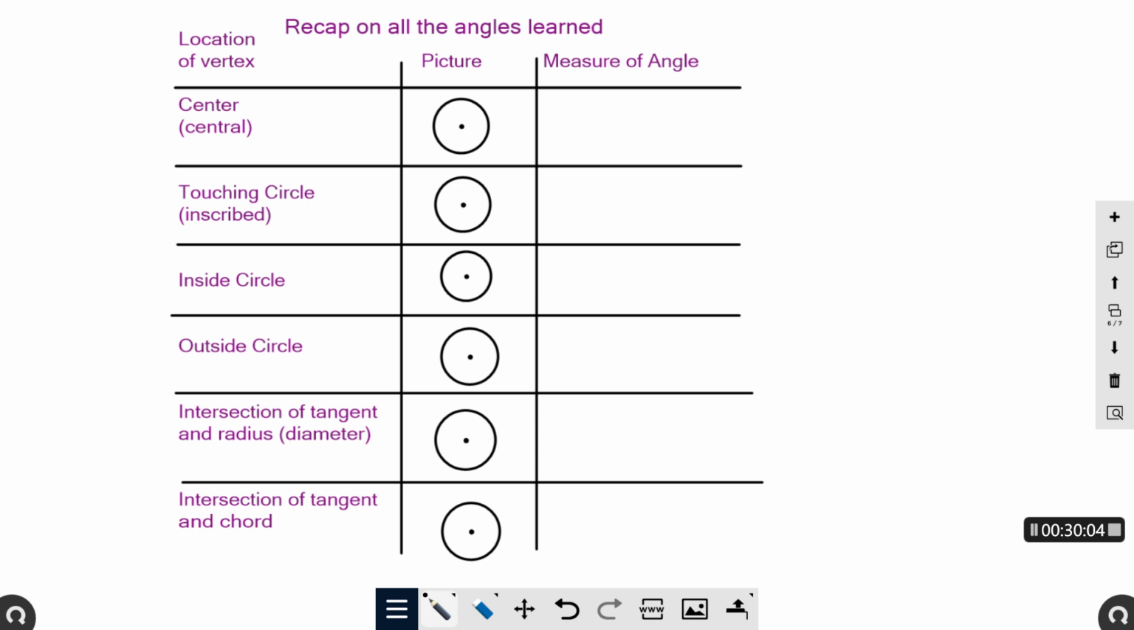So on the front, you guys are going to write these 6 things here on the left side, starting at center. It's the location of the vertex, and then going down to intersection of tangent and chord. Those are your 6 sections that are on the front. And then you can go ahead and draw this picture. Now, we're going to put more things in the picture, but there are 6 circles and 6 terms that you need.